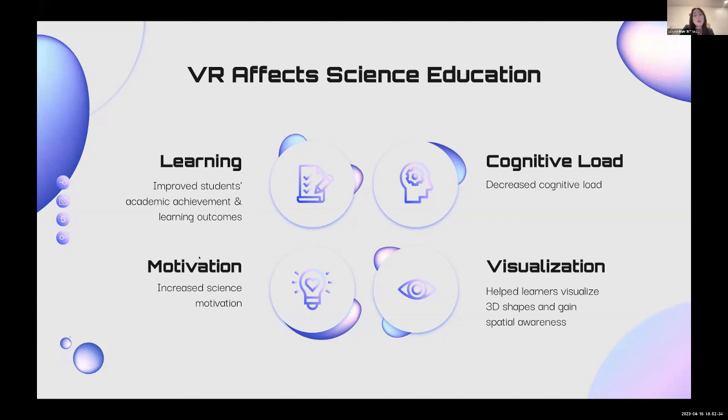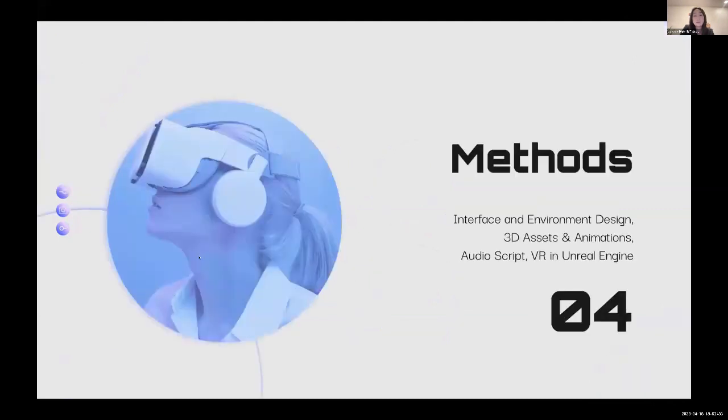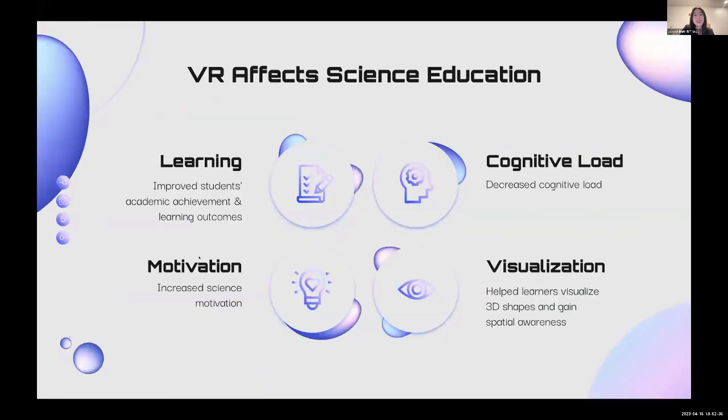It has also been shown that VR training can decrease cognitive load on the learners and improve learning outcomes compared to traditional training methods. In addition, interactive VR environments can also help learners visualize three-dimensional shapes because the user is able to grab, rotate and examine the 3D models. And by engaging the learner's body, it can help them understand spatial awareness.